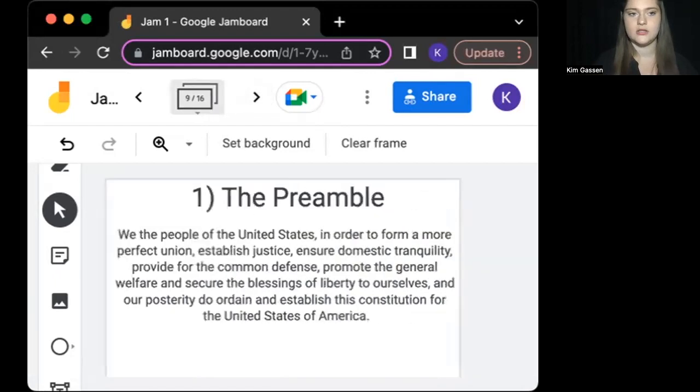Okay. So first, I'll just read the Preamble. We, the people of the United States, in order to form a more perfect union, establish justice, ensure domestic tranquility, provide for the common defense, promote the general welfare, and secure the blessings of liberty to ourselves and our posterity, do ordain and establish this Constitution for the United States of America. So that is basically their intro paragraph for the Constitution. Okay.